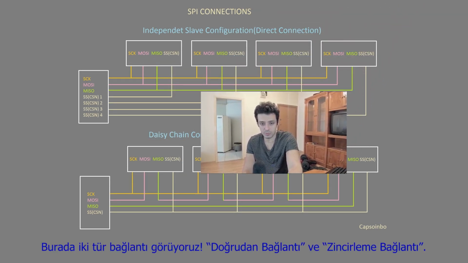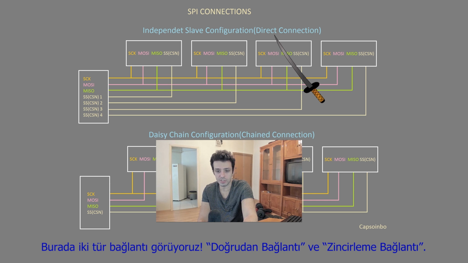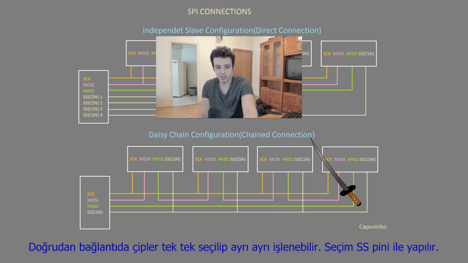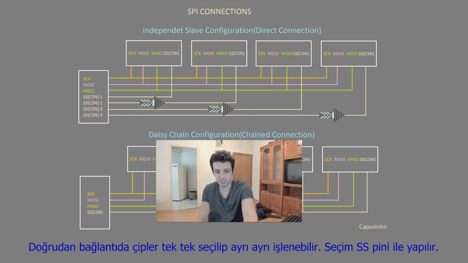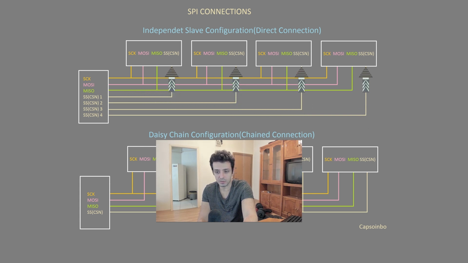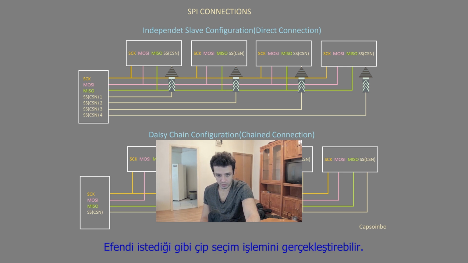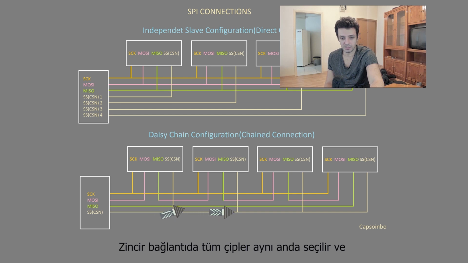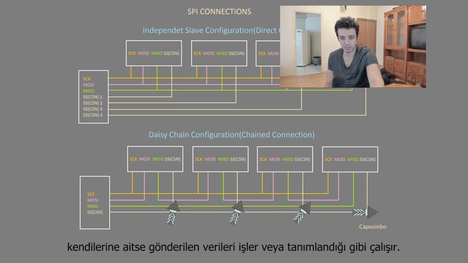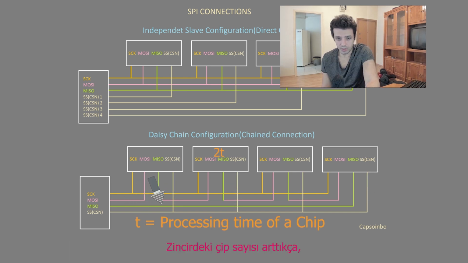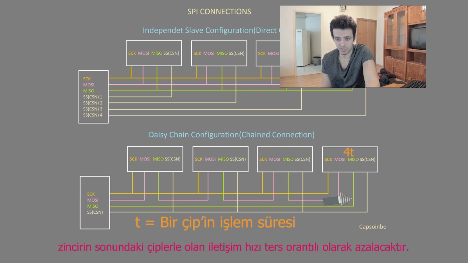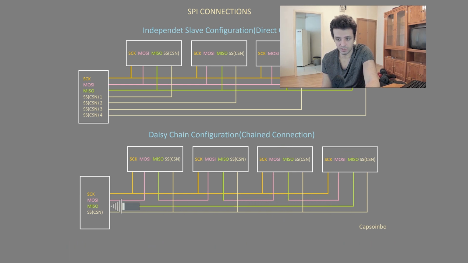Here we see 2 types of connections, direct connection and chained connection. In direct connection, chips can be selected one by one and processed separately. Selection is made with the SS pin. The master can perform the chip selection process as it wishes. In chain link, all chips are selected at the same time and they process the sent data if it belongs to them, or they work as defined. As the number of chips in the chain link increases, the communication speed with the remaining chips at the end of the chain will decrease inversely.